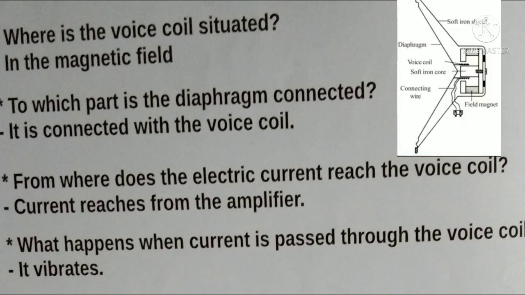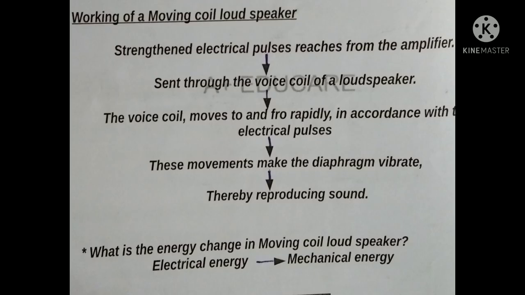From where does the electric current reach the voice coil? Current reaches from the amplifier. What happens when current is passed through the voice coil? It vibrates. Next, working of a moving coil loudspeaker. First one, strengthened electric pulses reach from the amplifier.